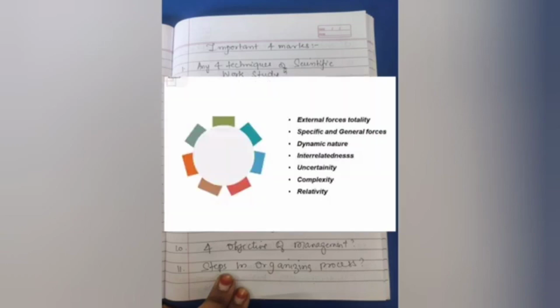The features of business environment are that it is external forces. We can't help it. Our business cannot create any kind of impact on the external forces, and it is general forces, and it is dynamic in nature. It is changing and we are dependent on them. So it is interrelatedness. We are related to them and they are related to us, and there are uncertainty, complications and relativities. These are the features of the business environment.